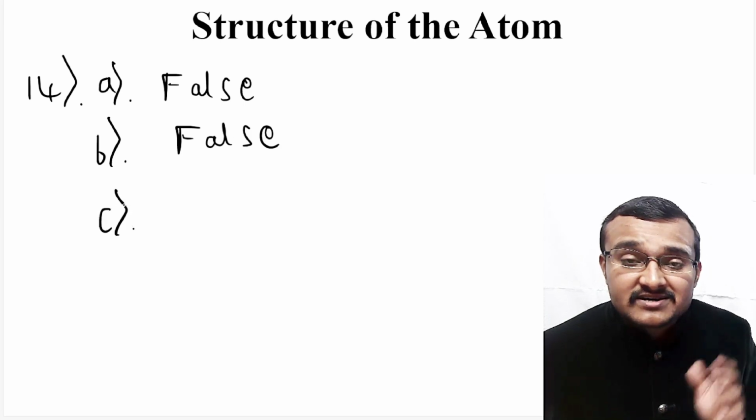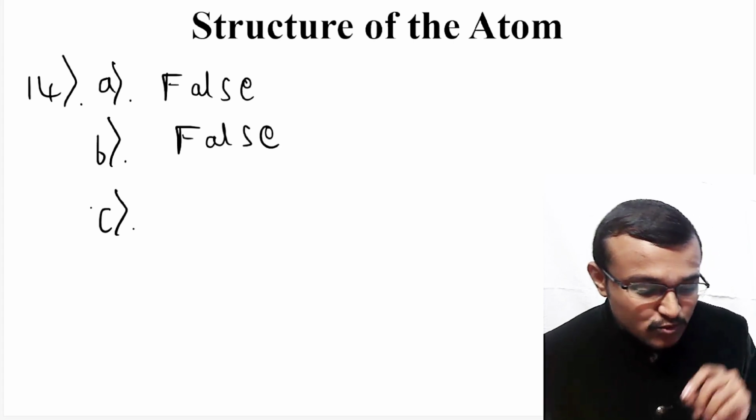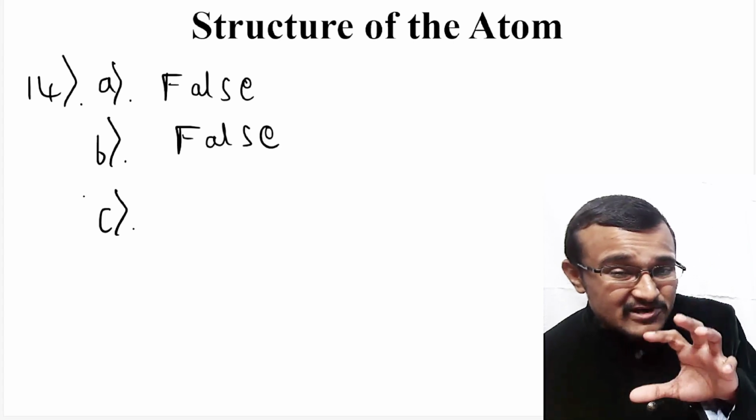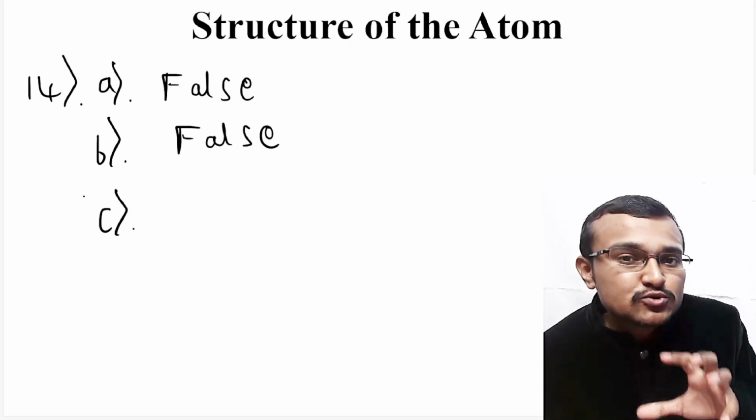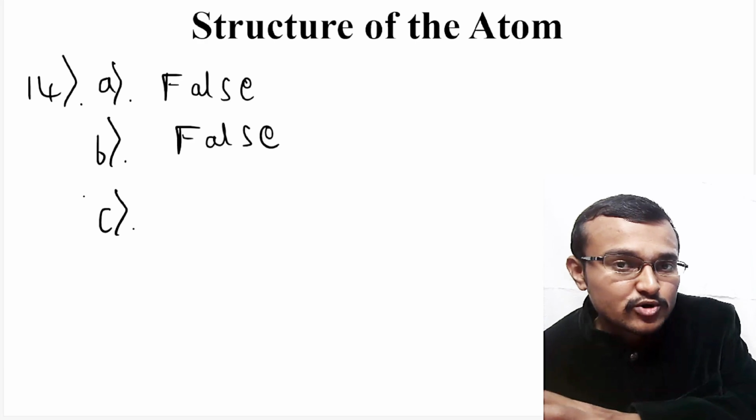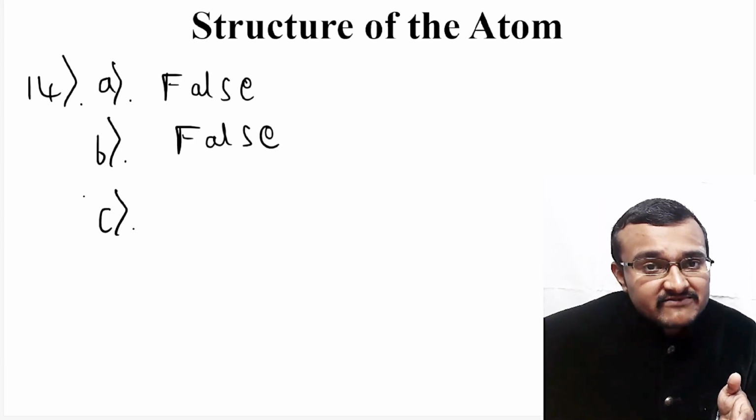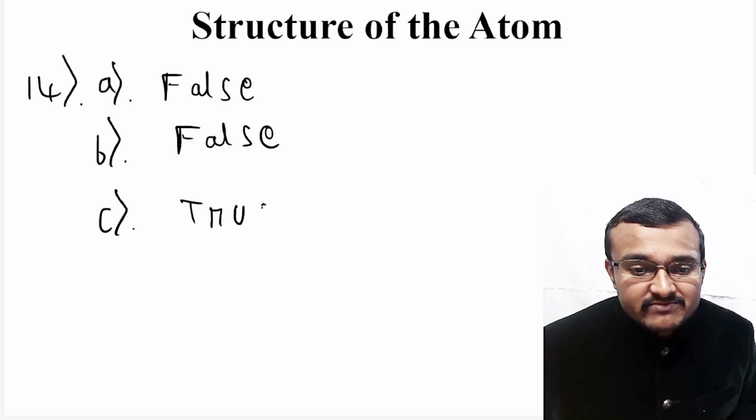Coming to the third statement, they have given: the mass of an electron is about 1 by 2000 times that of a proton. That is, the mass of an electron is 2000 times less than a proton, or 1 by 2000 times the mass of a proton. That is true because the mass of a proton is 2000 times heavier than the mass of an electron. So the third statement is true.